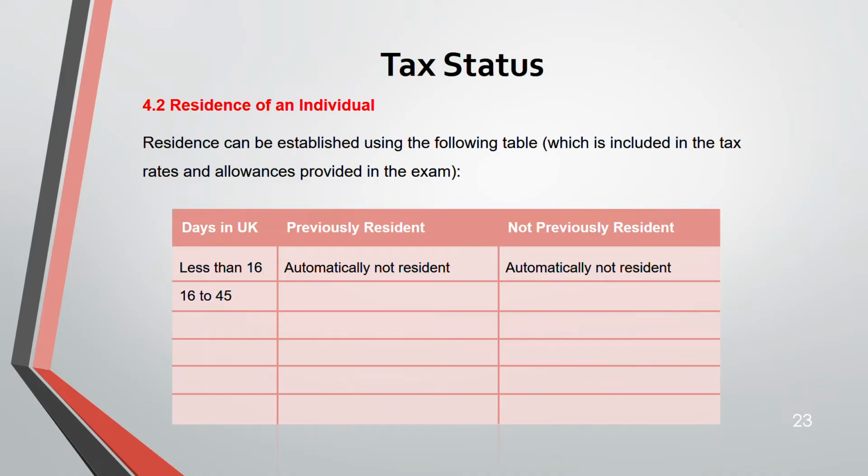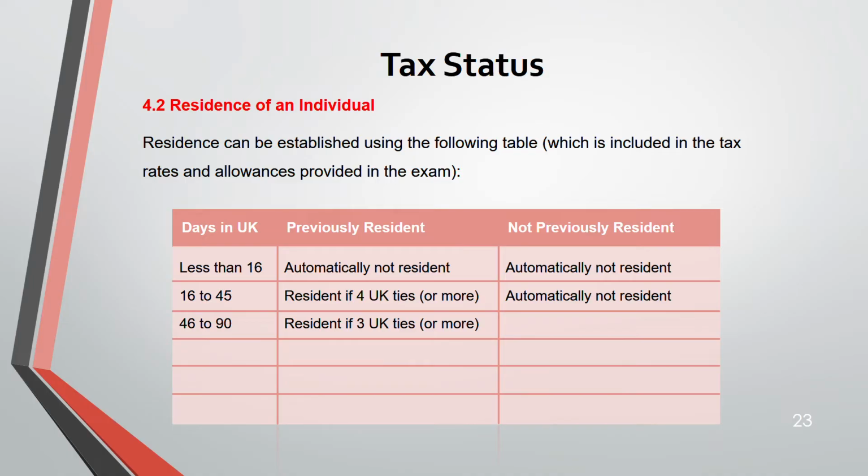16 to 45 days. If he was previously resident, he will be resident in UK if 4 UK ties. We'll go through these UK ties in the next slide. This is we are going through days in UK. Automatically non-resident. 46 to 90, again resident. Of course, if he's resident from 16 to 45, then from the next range all he'll be resident. For a previously resident individual I'm talking about.